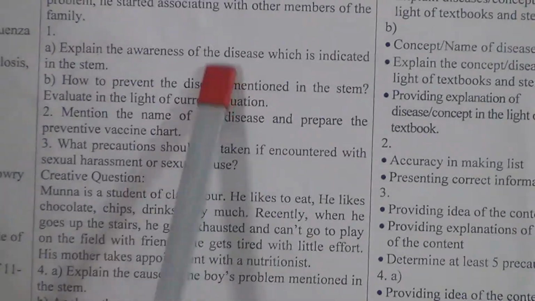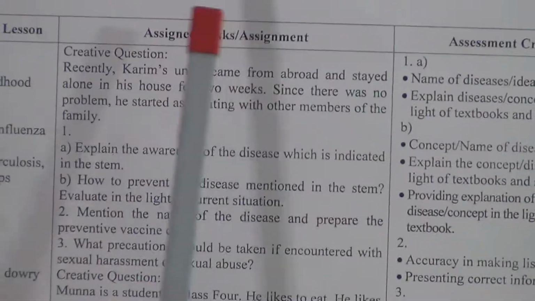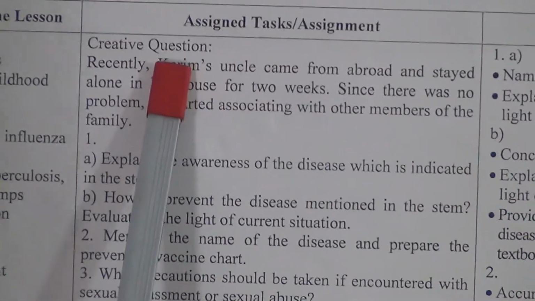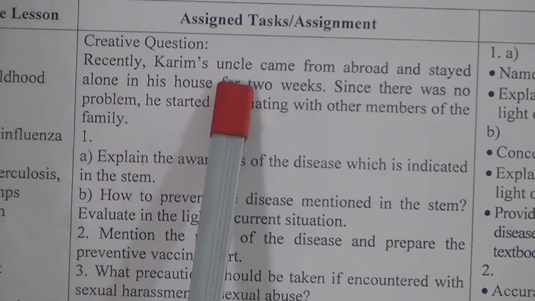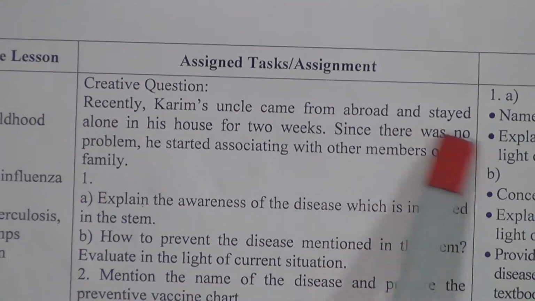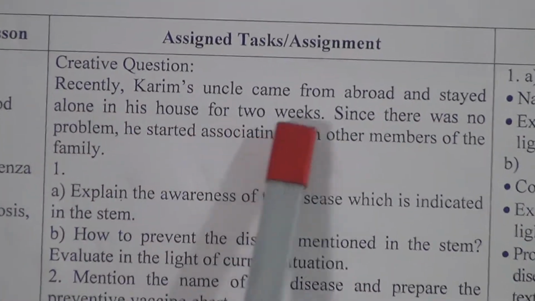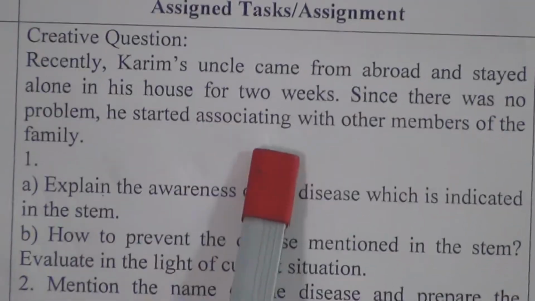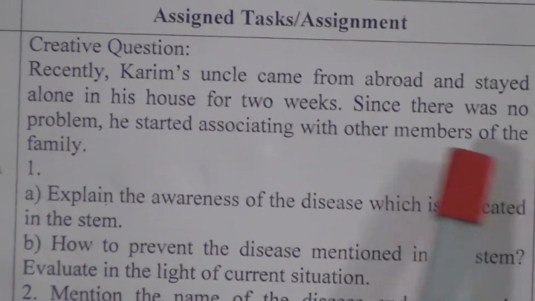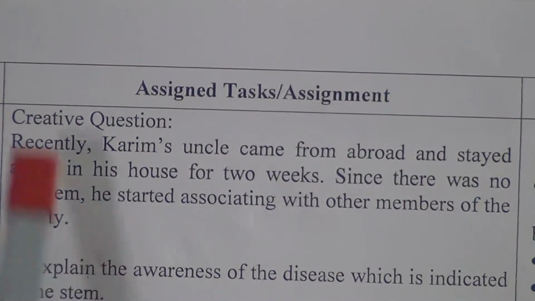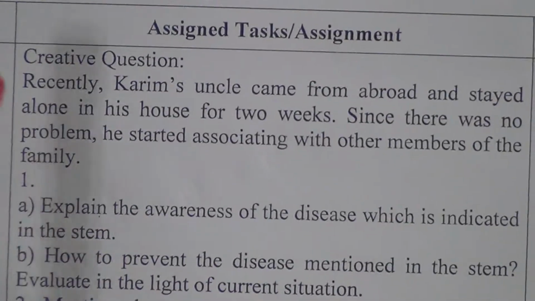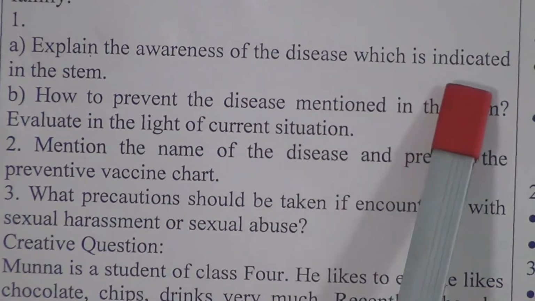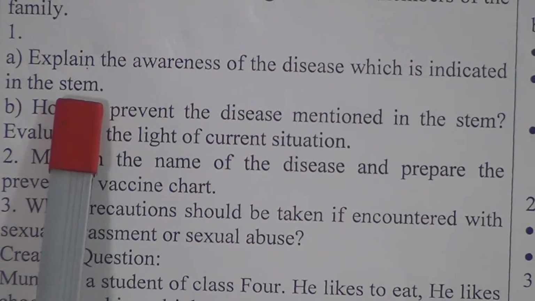Now, the main part, that means the assignment task. First, the creative question. Recently, Karim's uncle came from abroad and stayed alone in his house for 2 weeks. Since there was no problem, he started associating with other members of the family. Question 1 B is: explain the awareness of the disease which is indicated in the stem.